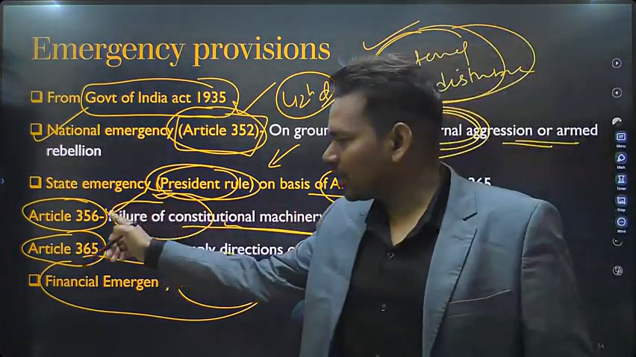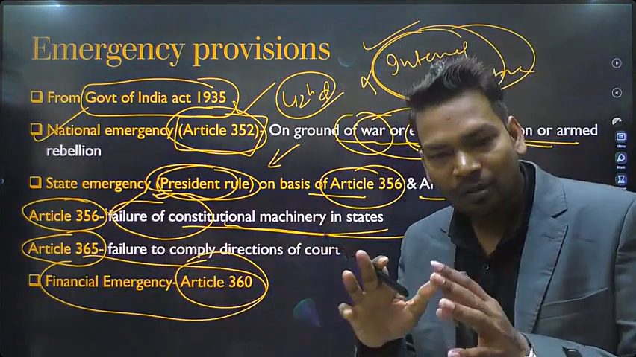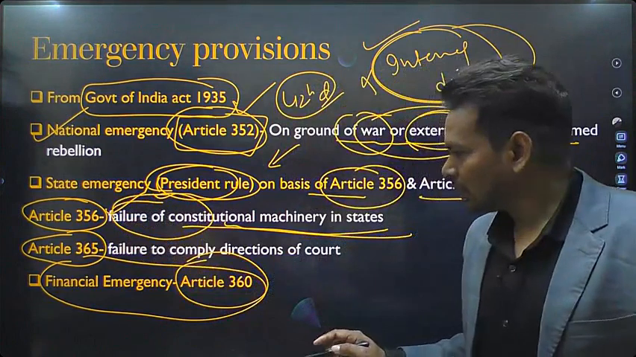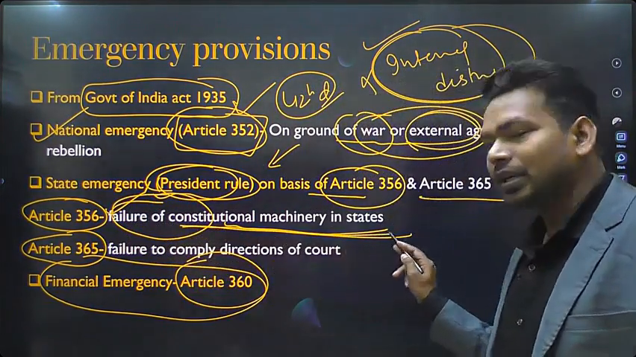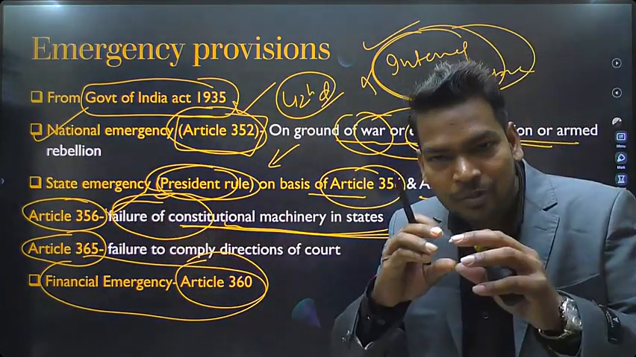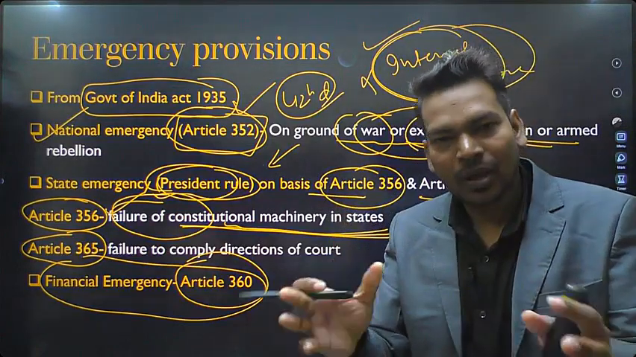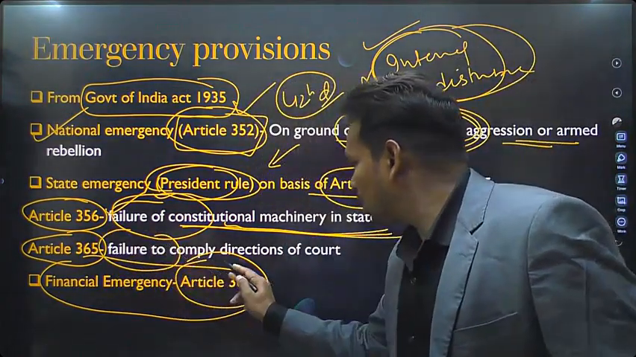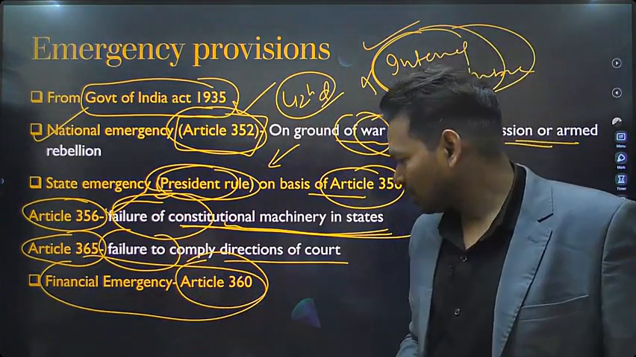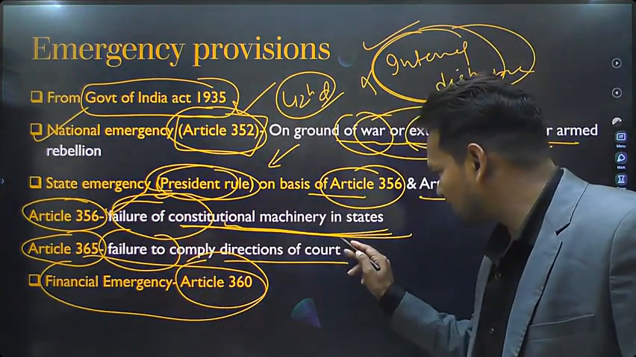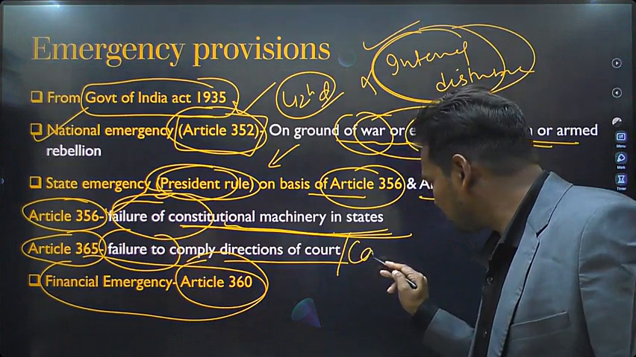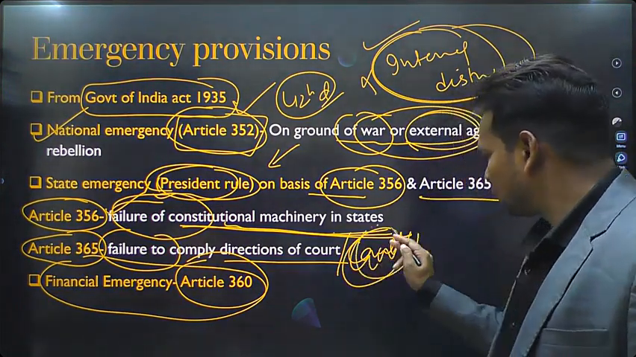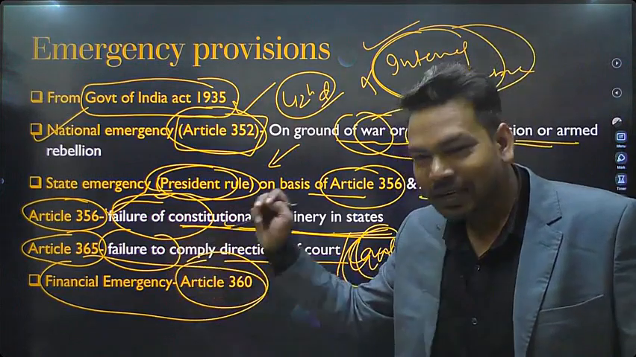So one is Article 356. If any of the party is not able to make government, that is failure of constitutional machinery. I have already discussed what the failure of constitutional machinery means. Article 365, failure to comply with directions of court or government, you can say. Mostly government. This is going to be very easy.